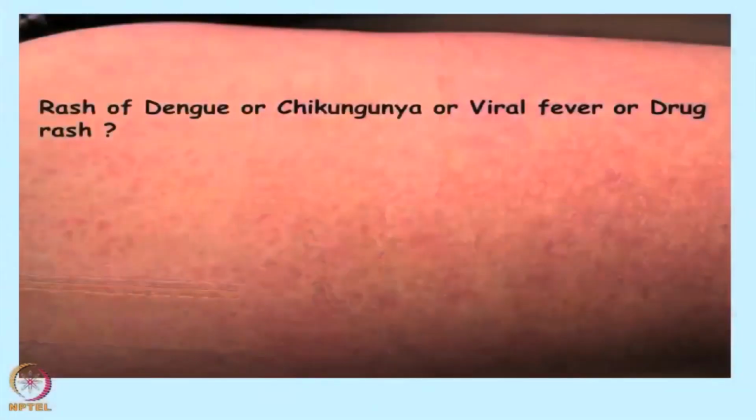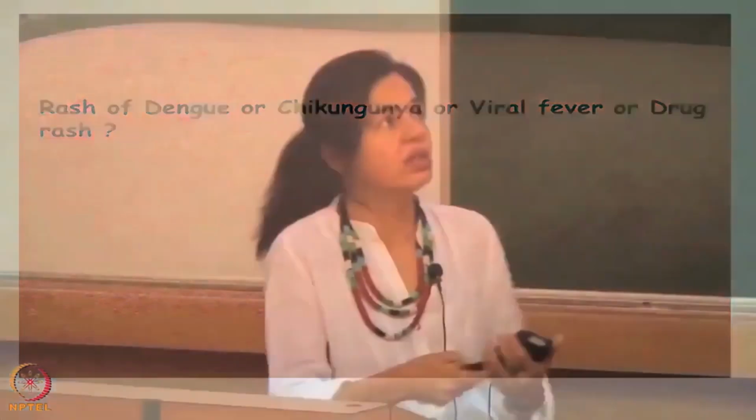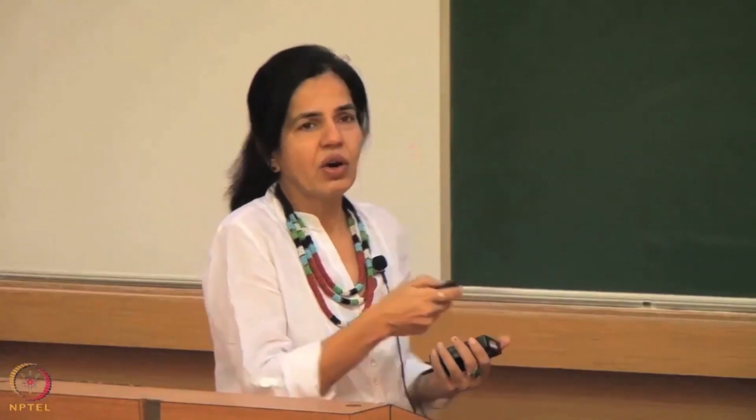Now this is a patient who has a rash. This is the body of a patient with a rash. Now a skin rash, a macular rash which is seen in this picture can be seen in dengue, it can be seen in chikungunya, it can be seen in viral fever. Also, if a patient goes to a general practitioner for fever and he gives him some antibiotics or some anti-inflammatory, drug-induced rash can also be seen. So by looking at the rash, one doesn't know what is the cause of the rash.